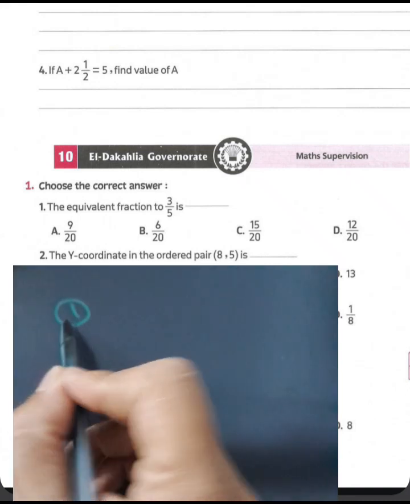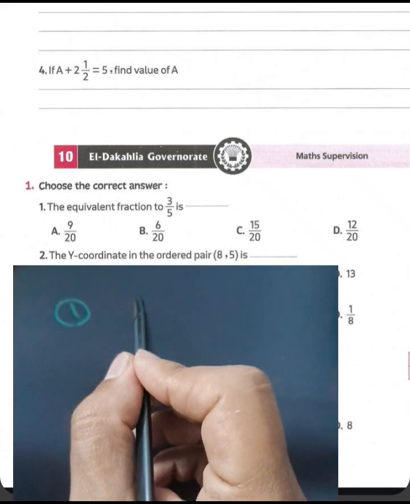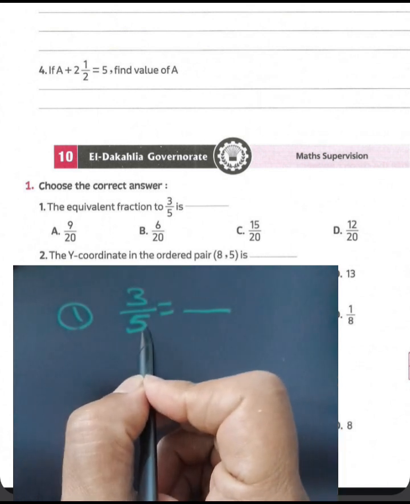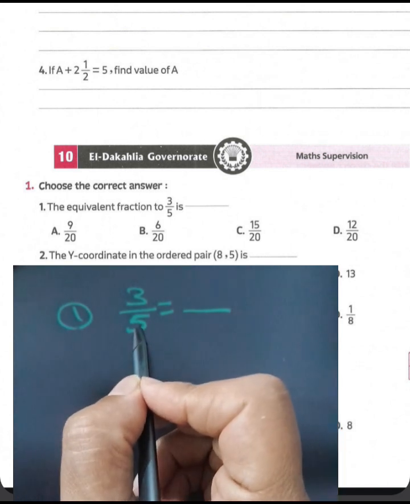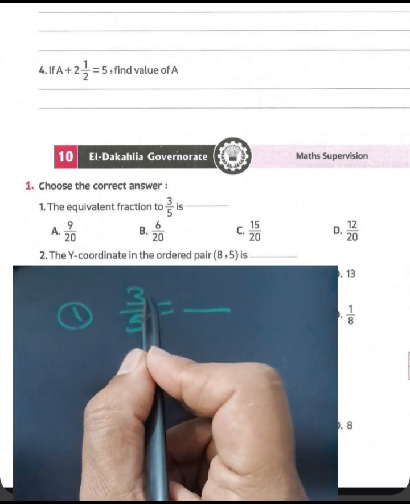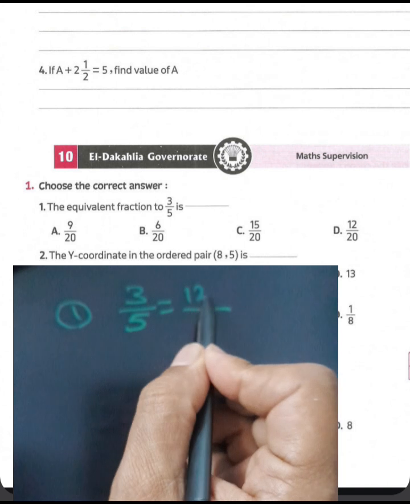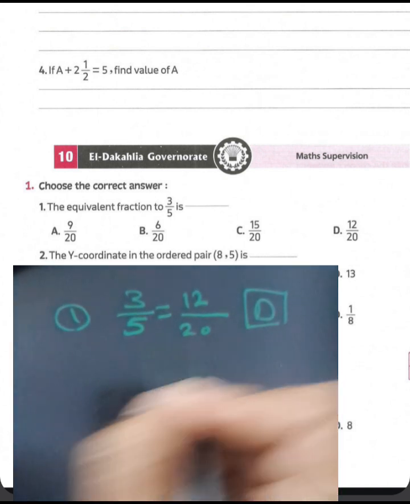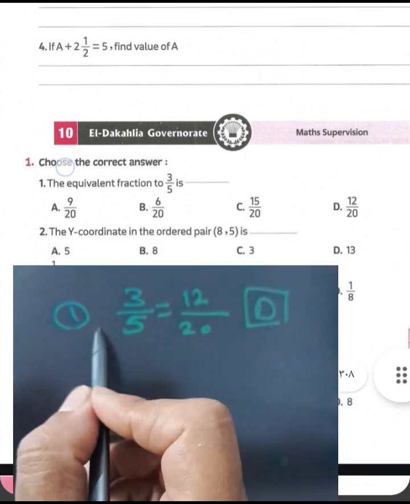Number 1, the equivalent fraction of 3 over 5. We can find the equivalent fraction by multiplying the numerator and the denominator by the same number. If we multiply by 4, 3 times 4 equals 12 and 4 times 5 equals 20. Then the result will be letter D, multiplying by 4 the numerator and the denominator.